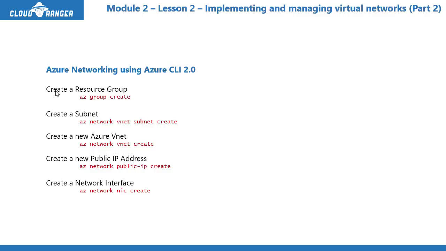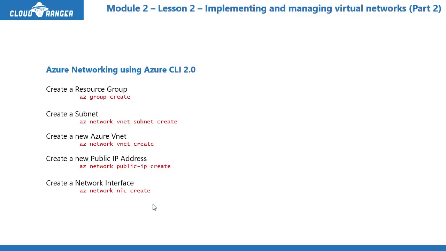The first thing we are doing is creating the resource group, and the way you do that in CLI is AZ or AZ, however you call it. So AZ group create. This is how we are creating the resource group. We are basically saying AZ network vnet subnet create. Then create a new Azure VNet, az network vnet create. Similarly, the public IP address and network interfaces.